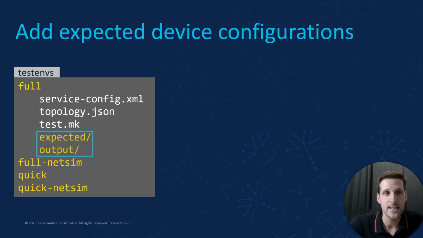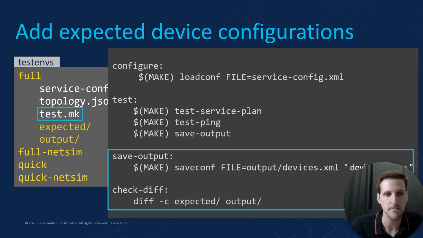Inside the test environments that I have shown you earlier, we also have 2 additional folders. One is called expected and the other output. The expected folder is for good known device configuration and is checked into Git, while the output folder is there to store configurations of the current test run and is ignored by Git.